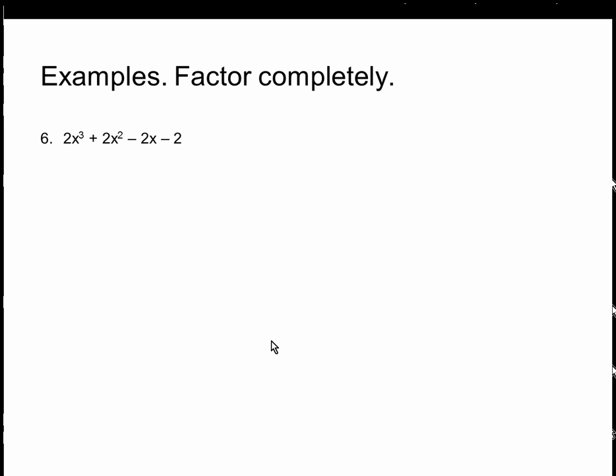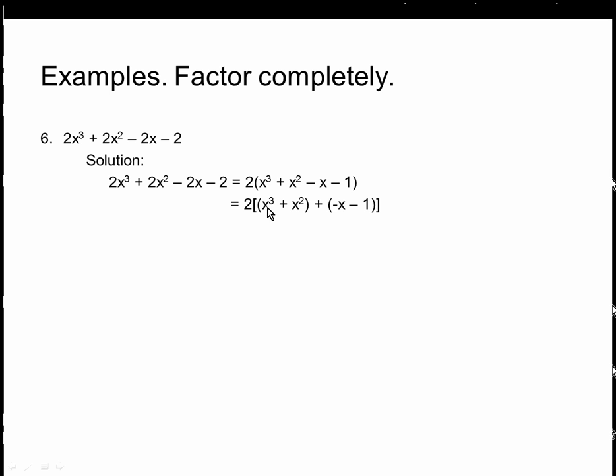Number 6, I have 2x cubed plus 2x squared minus 2x minus 2. I think they have 2 in common. So I factor out the 2. So I'm left with x cubed plus x squared minus x minus 1. I've got 4 terms. I'm inclined to do the grouping by first 2, last 2. So I've grouped the first 2, I grouped the last two.